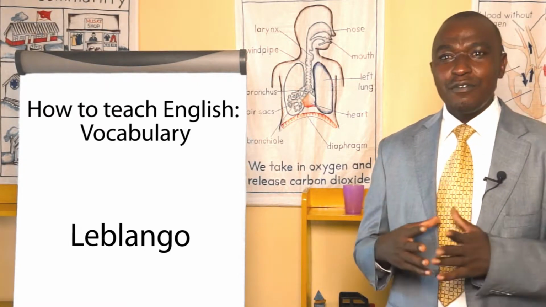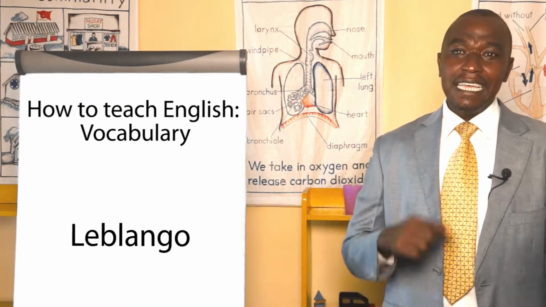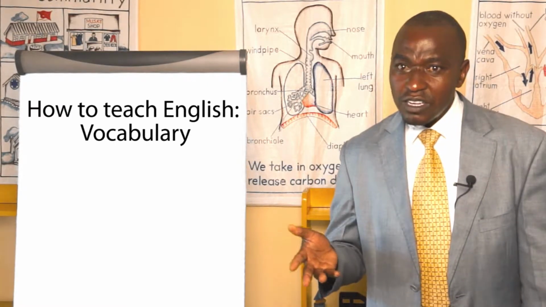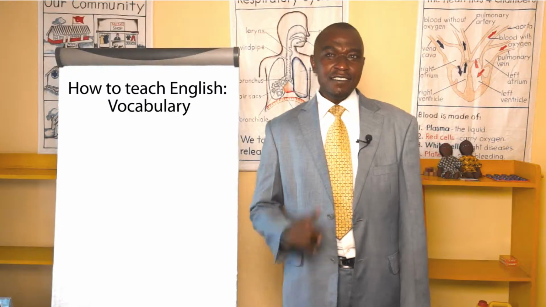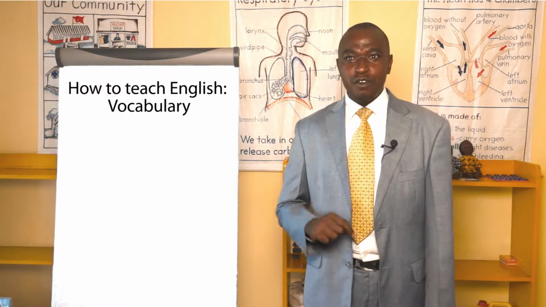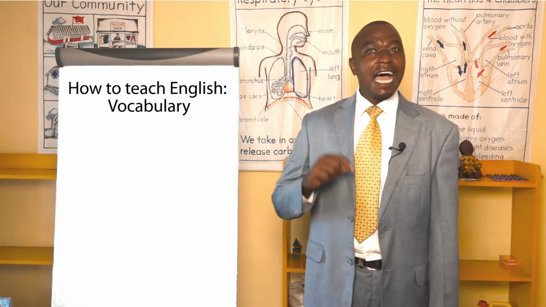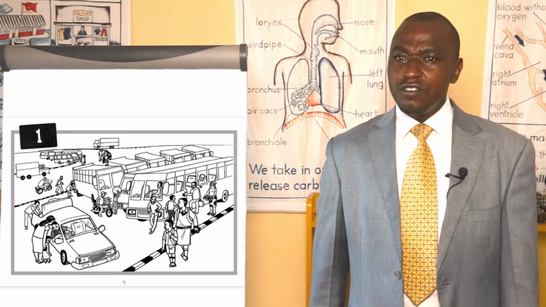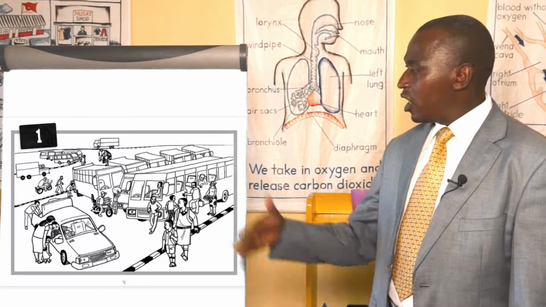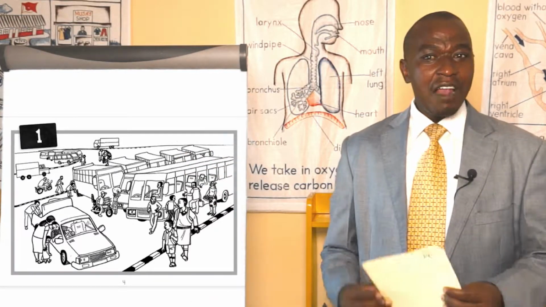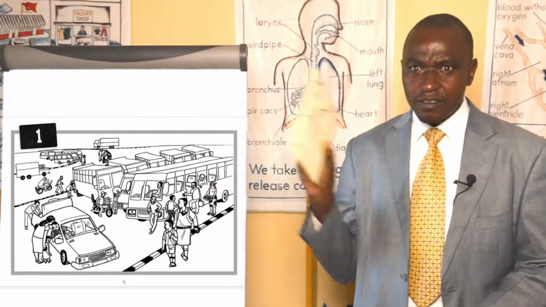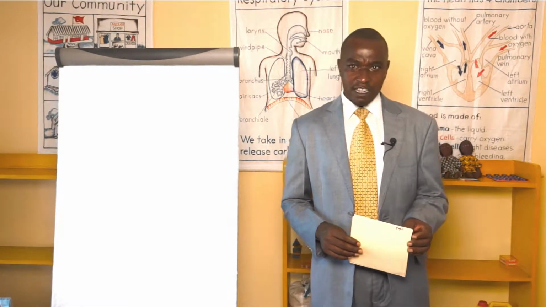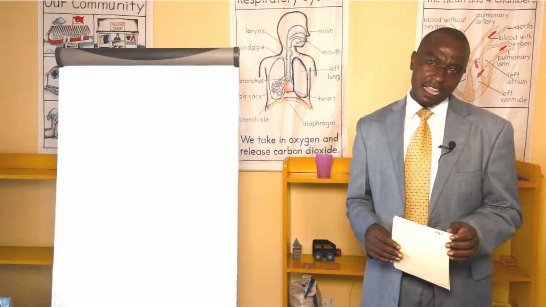The new words are first taught in Leblanc, then in English, to help learners move from the known to the unknown. This facilitates the transfer of knowledge from their mother tongue to English and makes learning English easier. The vocabulary words are taught using visual aids like the big picture in the primer and vocabulary picture cards. Vocabulary words are reinforced in the songs, dialogues, and structures, as you will see in other videos.